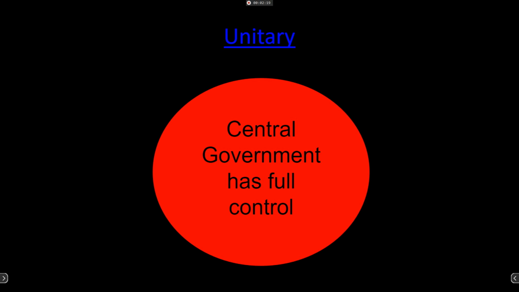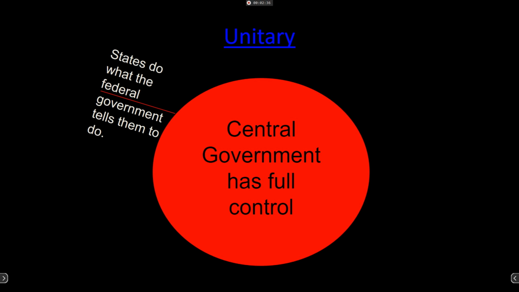Now, once you become a government, you kind of have to set up how your government's going to run. And there's three different ways to do that. There's unitary, federal, and confederal forms of government. So in a unitary system, government has full control of everything that goes on. States simply do what the federal government tells them to do.